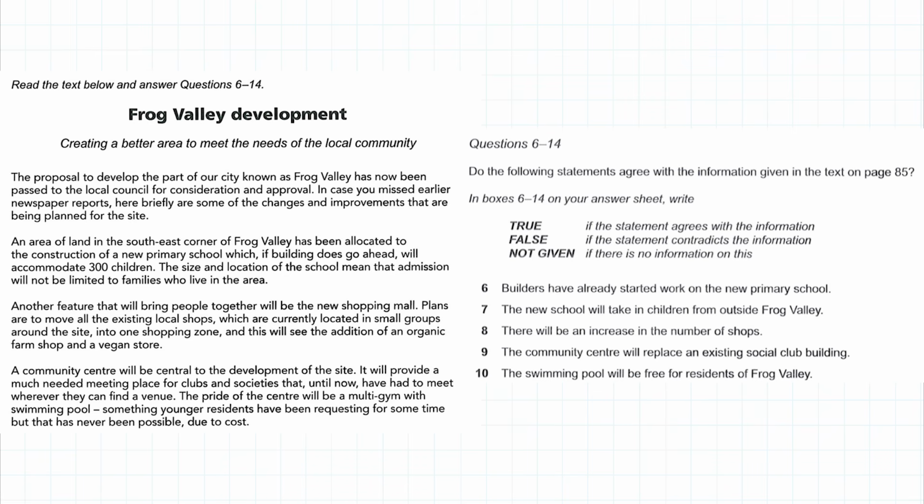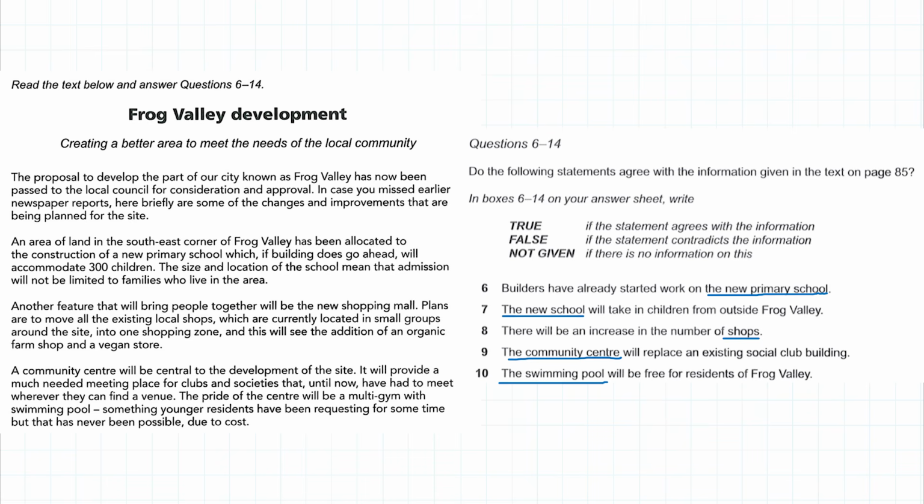So here I'm looking for something about the new primary school, again the new school, then shops, the community center, and the swimming pool. And then we'll read all those statements in detail and make sure that all the details match, not just the keyword. And so we start quickly reading the passage, and then there is nothing in the first paragraph.